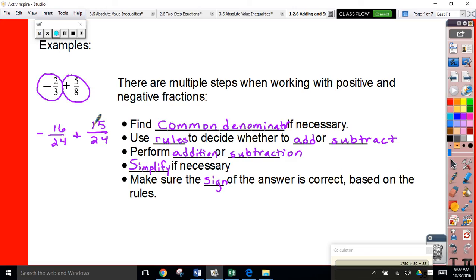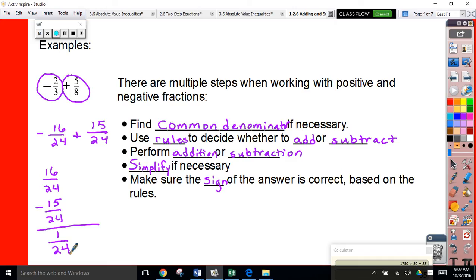So now let's perform our addition or subtraction. I'm going to do this with my larger fraction first. So I'm going to do 16/24 minus 15/24. And you can write it vertically or horizontally. 16 minus 15 is 1. So I have 1/24. Next step would be to simplify if necessary. I can't reduce 1/24 any further. It's not improper, so I don't need to simplify.